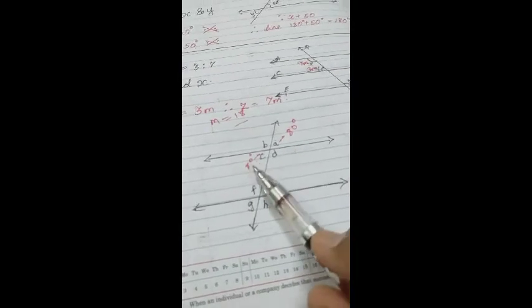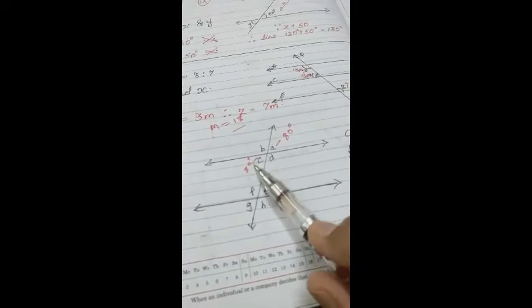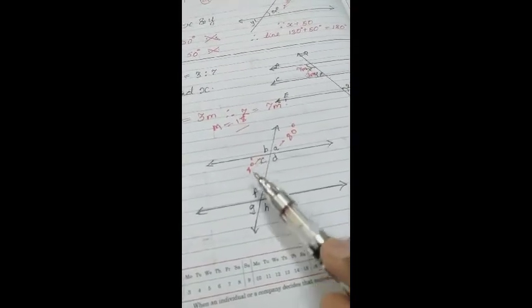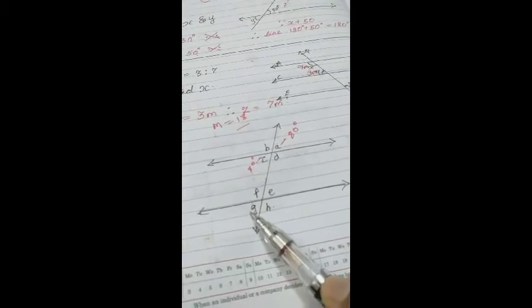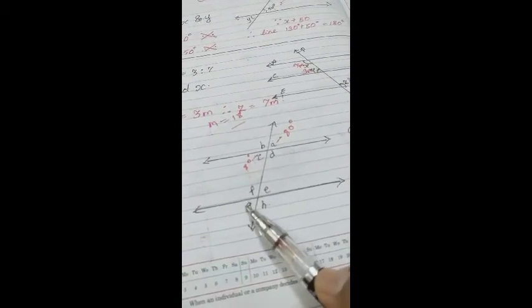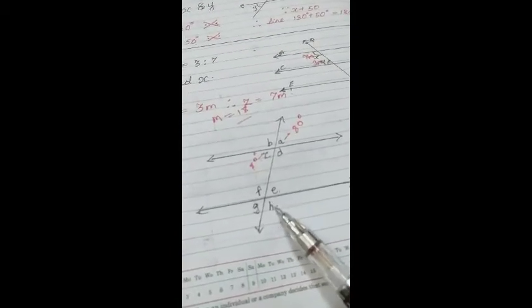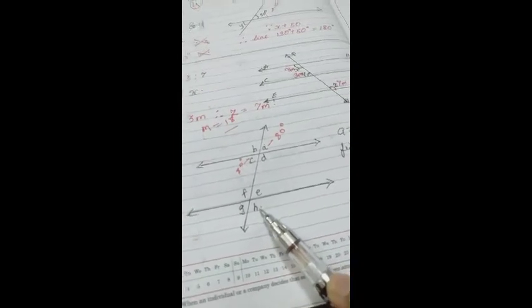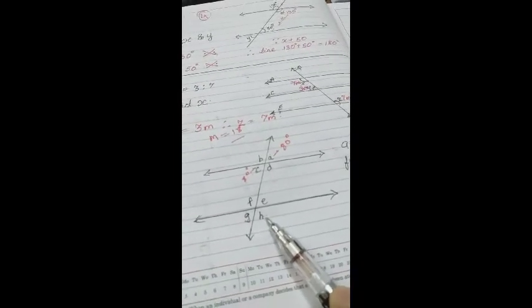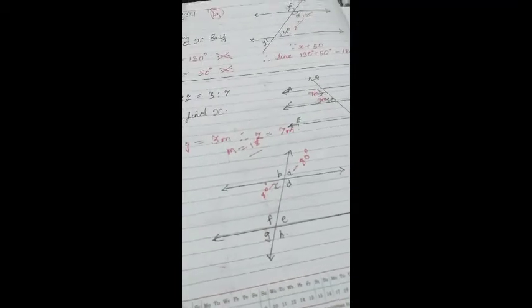First go for the vertically opposite angle test, get C as 80 degrees, then use corresponding angles to get G as 80, and then angles in a linear pair to find the measurement of angle H. Correct? Understood? Okay, we'll move to the next problem.